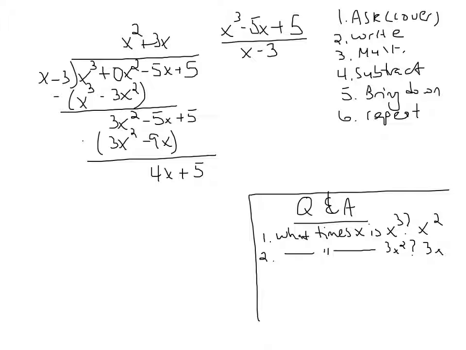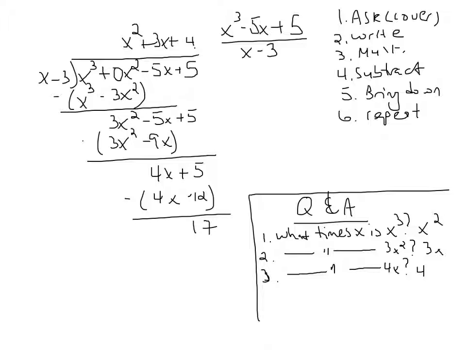We brought down, so we have one more question, question number 3. What times x is 4x? And the answer is 4. It's a little sloppy, so here, let's fix that. Plus 4. And now we multiply our answer by the divisor. So 4x minus 12. And when we subtract, we get positive 17.